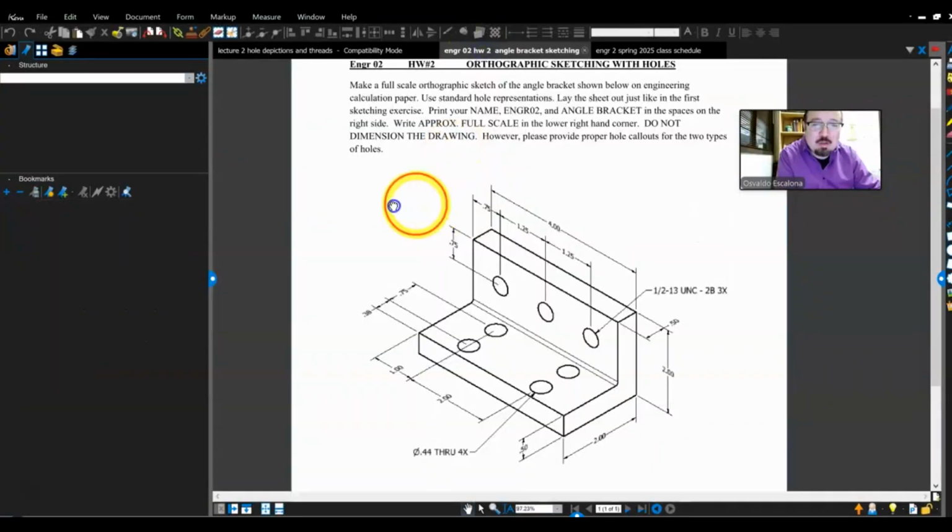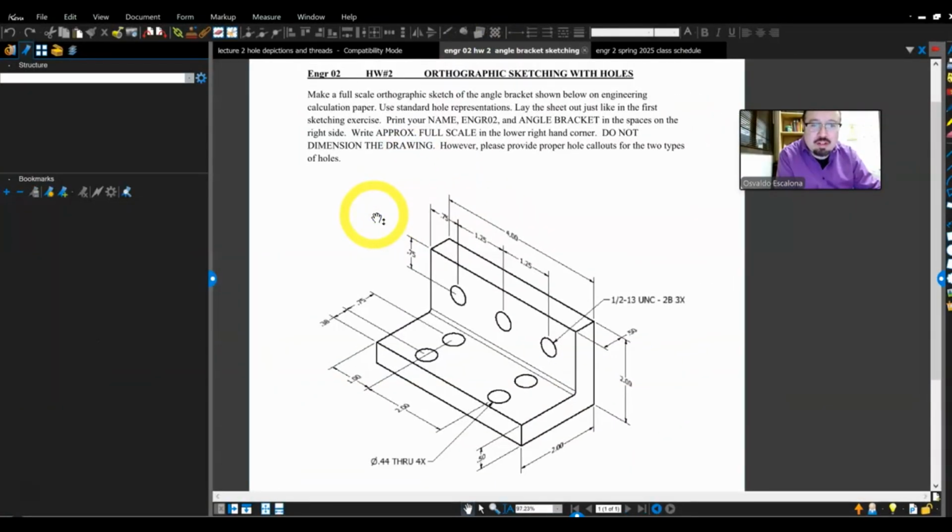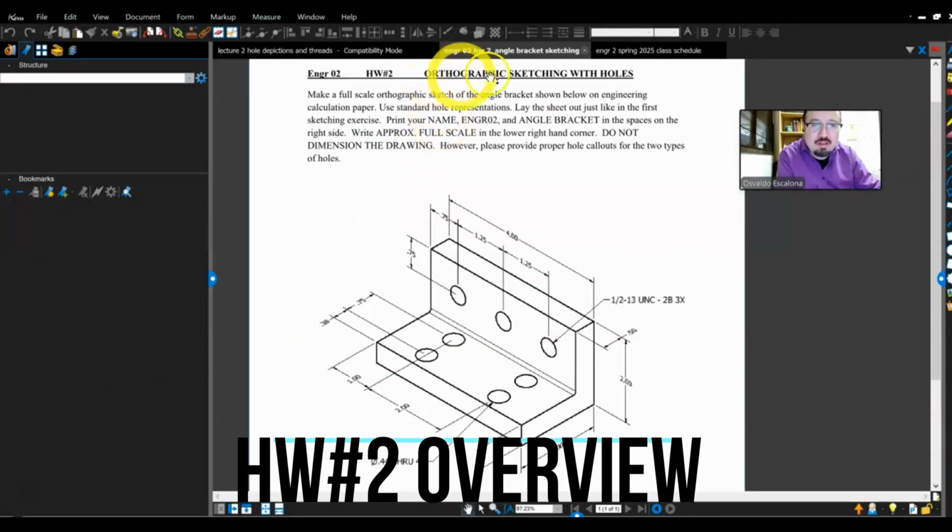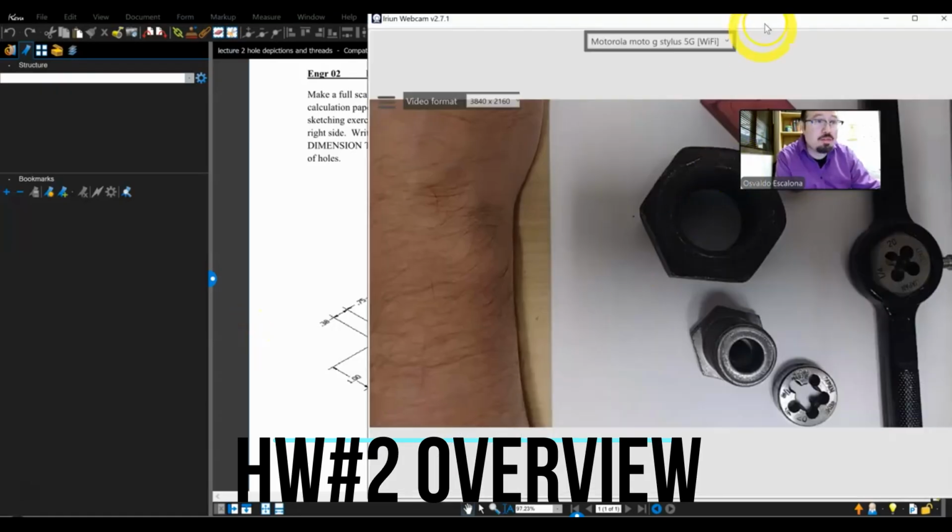Let's go. And if you look at hole number 2, you will notice that you also do orthographic sketching. So similar to what you did, you are going to create a front, top, and side view. I think, is this a full scale? Yes, full scale. What does full scale mean? Do a little review if you don't know what full scale means.